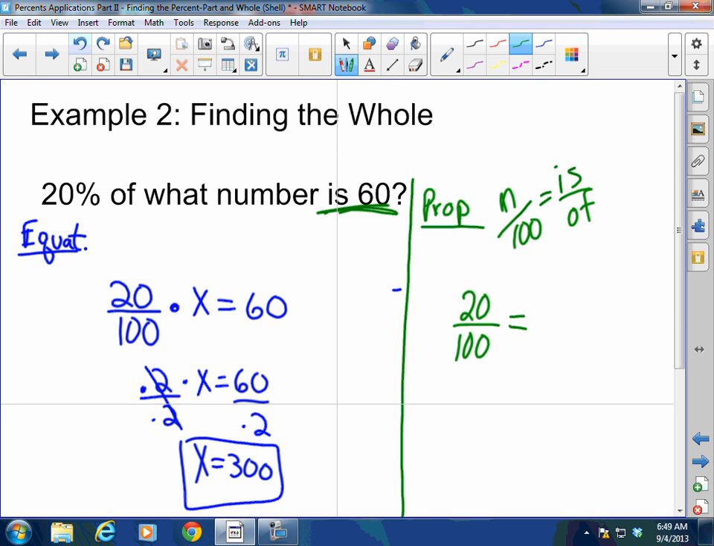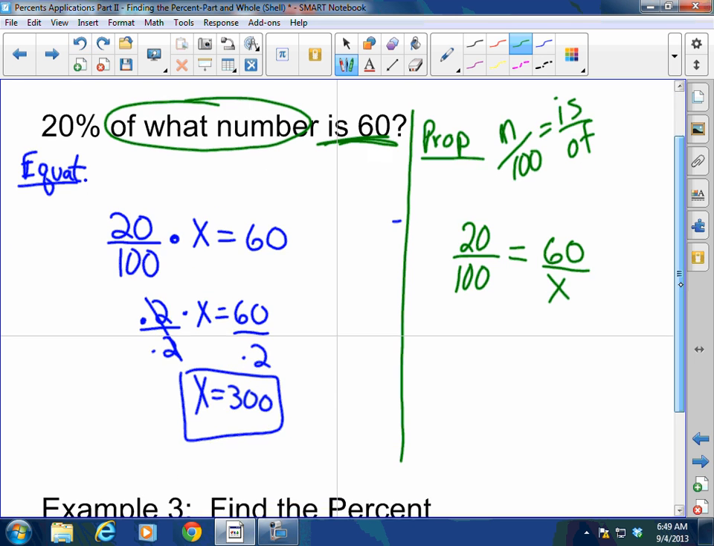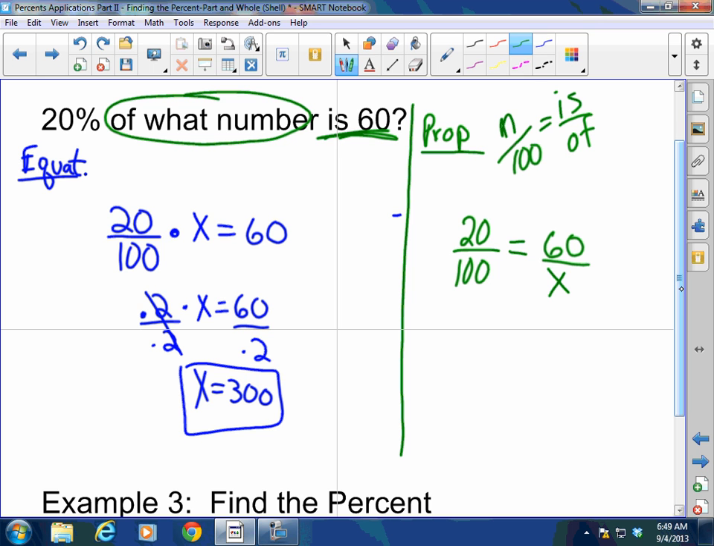Well, what's attached to the is this time? 60. And what's attached to the of this time? What number? X. So again, we're going to have to cross multiply here. There's no shortcuts for this one. So that's why I always like to just teach the full entire long way of cross multiplying. That way it becomes easier and easier.